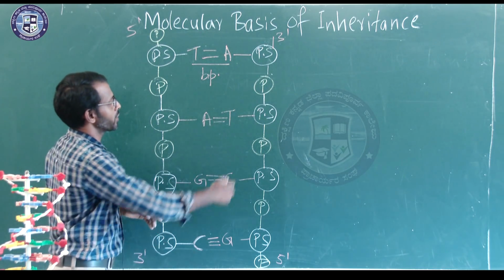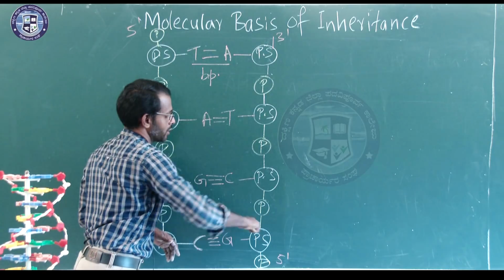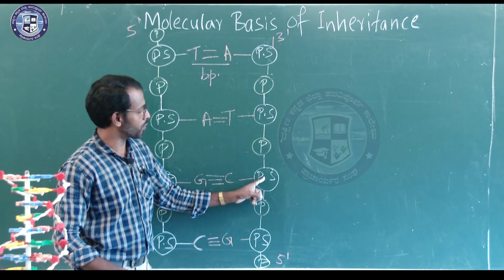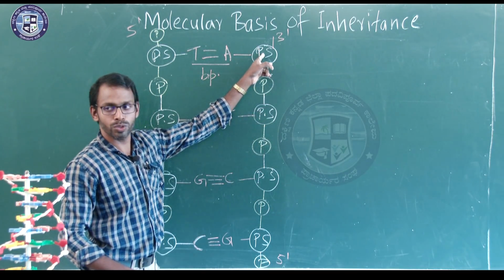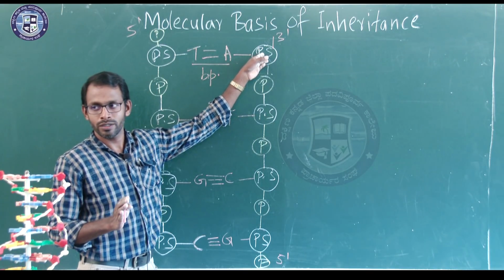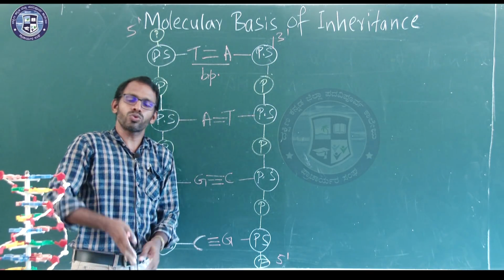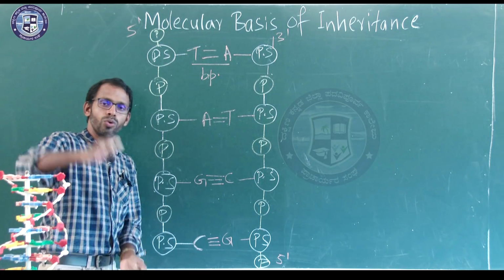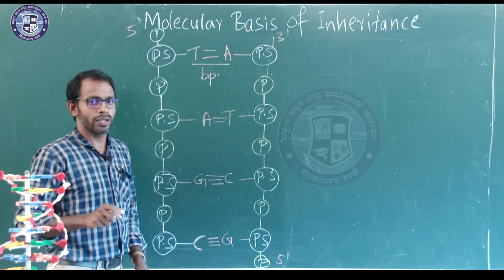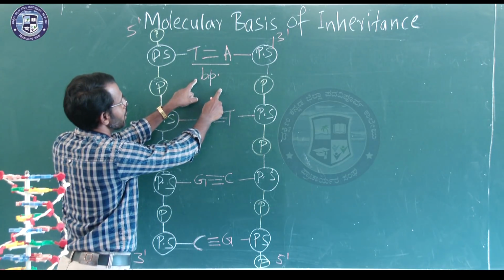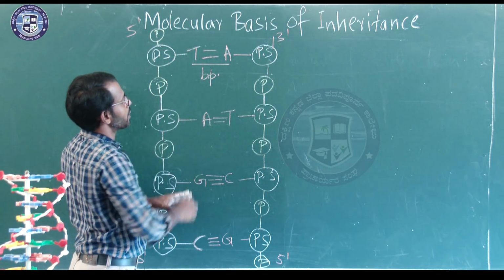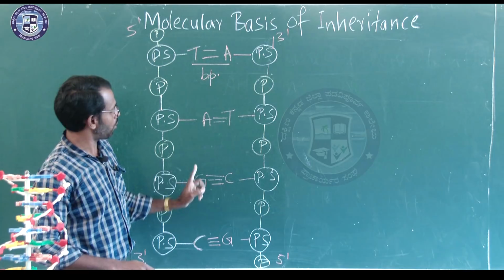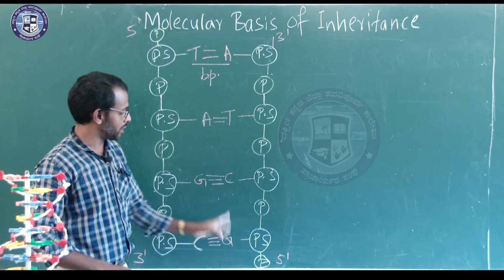In this ladder, you see, the backbone of the ladder is made up of a repeated arrangement of phosphate group, pentose sugar, phosphate group, pentose sugar, phosphate group, pentose sugar. There is no change. The pattern is the same throughout the structure, and even in the opposite strand the pattern is the same throughout the structure of a DNA molecule. But you see, the difference you can notice is in the arrangement pattern of base pairs. It can be TA, or it can be AT, or it can be GC, or it can be CG.